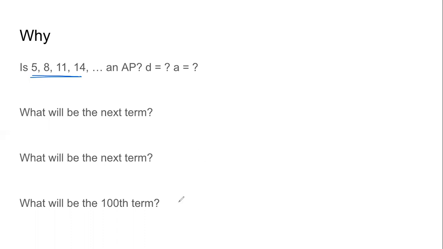How will we answer whether this is an AP? This is not a new question; we know how to do this. Identify whether 5, 8, 11, 14, dot, dot, dot is an AP. To answer this, all we have to do is find the differences. If we do T2 minus T1, it is 8 minus 5 equals 3.